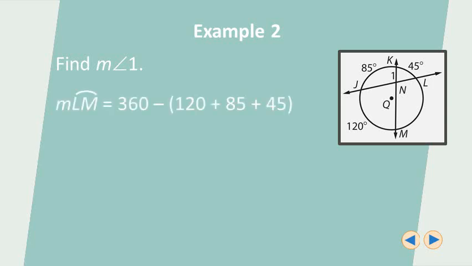So again, I take these three arcs, KL, KJ, JM, I add them together, and I subtract them from 360 to find the measure of LM. That gives me 110 degrees. And if I average that with KJ, I'm going to come up with 97.5. So I add them together and divide by 2, giving me an average between them.